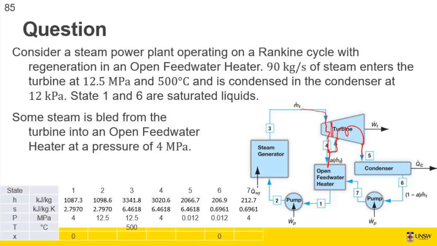And so our work through the turbine will be the work through the high pressure side. Hopefully, you're happy with the idea that that's m dot delta h. So that would be h3 minus h4.